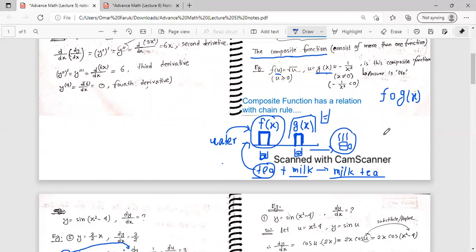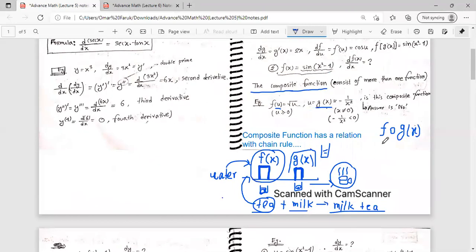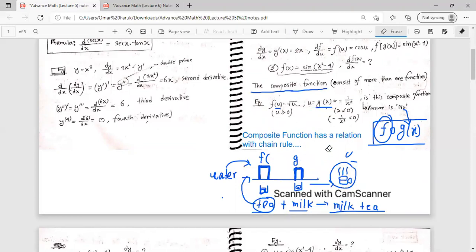When we write it in our mathematical expression, it will be like f of g of x. This function g of x is a function of x. Like this milk tea came from this tea, only tea.